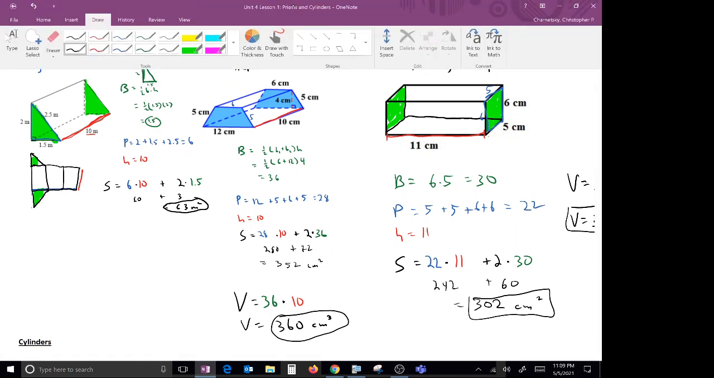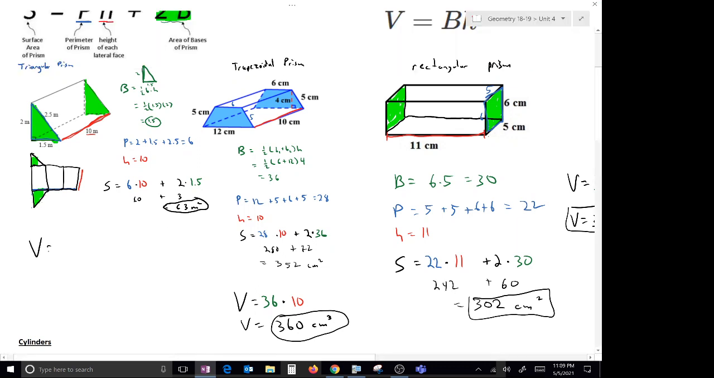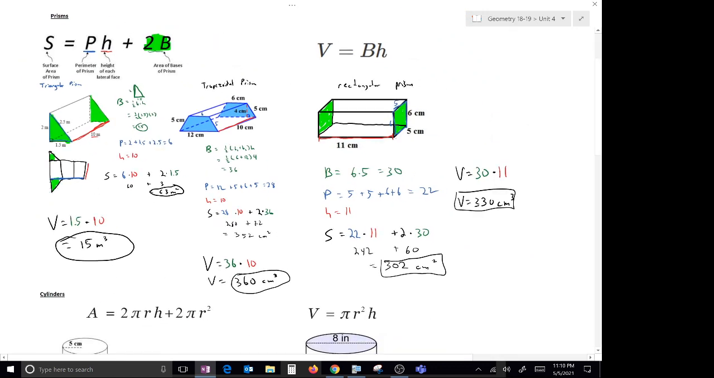And lastly, for the first triangular prism, that's going to be 1.5 times our height of 10, which is ultimately going to equal 15 meters cubed. So those are our volume and surface areas of our prism. So let's take a look at cylinders.